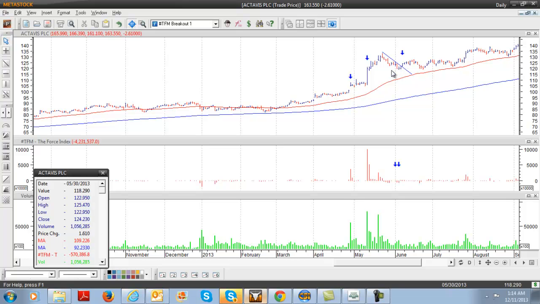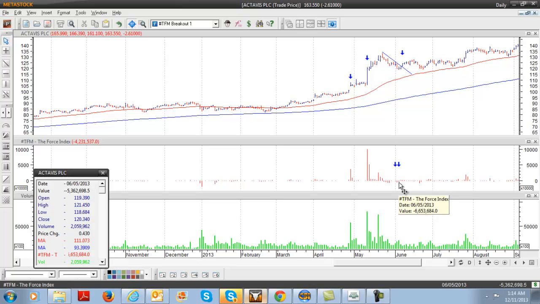Or you can even just look at the support here. Just say, okay, if I'm breaking out here, if it goes down to here, I'm out. The trade isn't working. The retracement didn't work. And you can see the signal here, a confirming retracement on the force index.